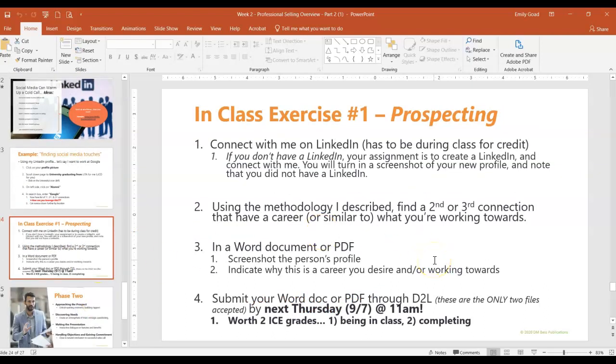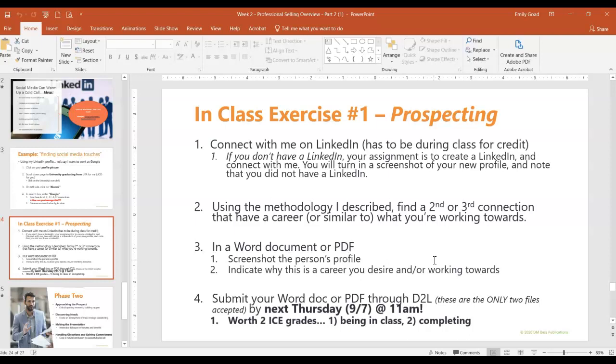What I want you to do, and I had planned on getting to this last Thursday, so you can ignore the first part about needing to be in class, but we have gone past that. You're going to connect with me on LinkedIn. If you don't have a LinkedIn profile, then that's going to be your assignment, to create one. If you do have a LinkedIn profile, then you're going to use the methodology I described and find a second or third connection that maybe has a career similar to the one that you're working towards.